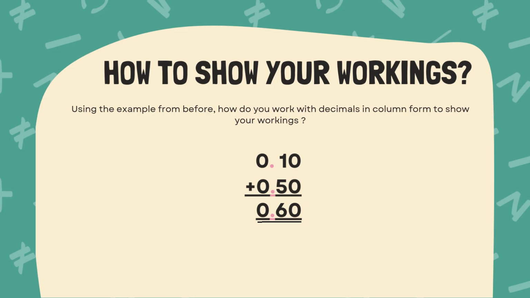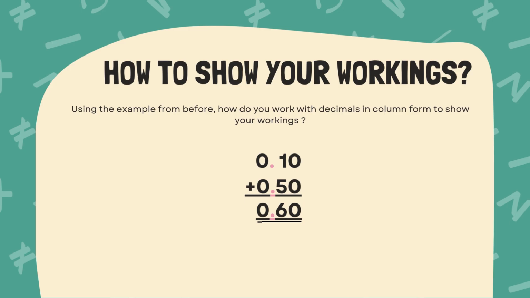Remember, when doing column form, we always start from the rightmost, moving on to the left. So, now that we have it all written out, let's start from our right-hand side. 0 plus 0 equals 0. Moving on to the next column, 1 plus 5 equals 6. Then, moving on to the leftmost column, 0 plus 0 equals 0 again.